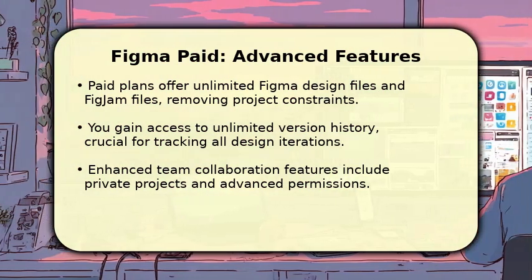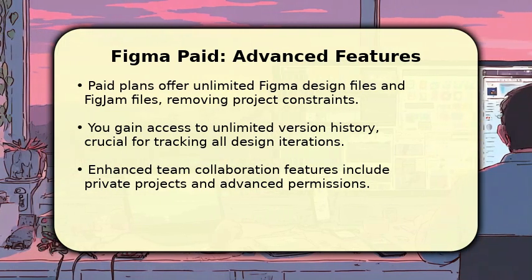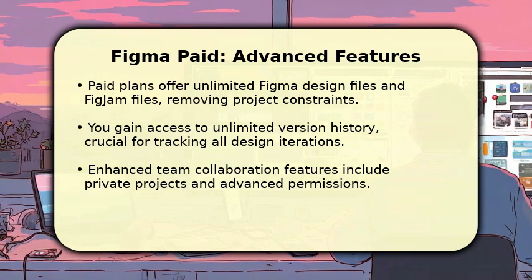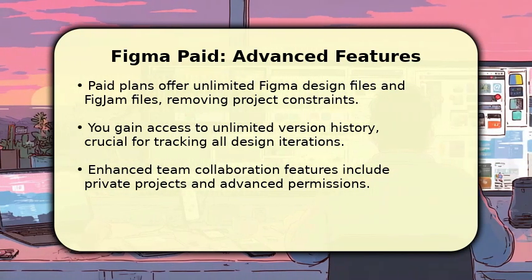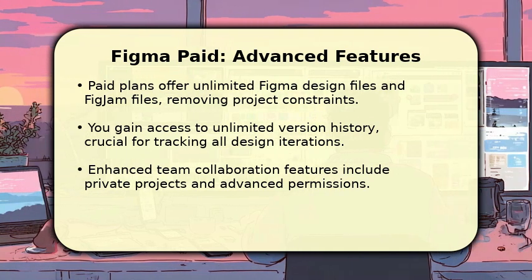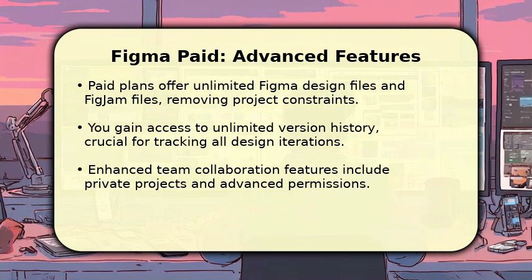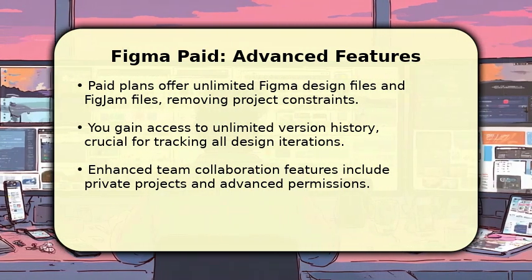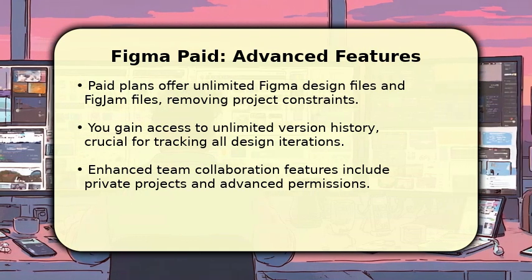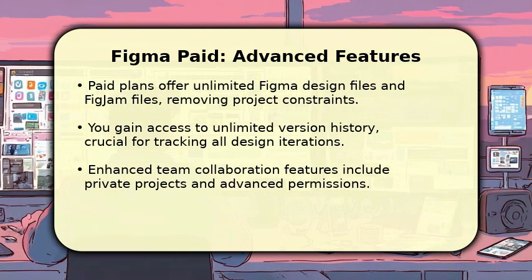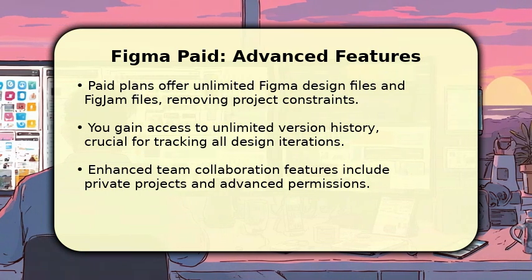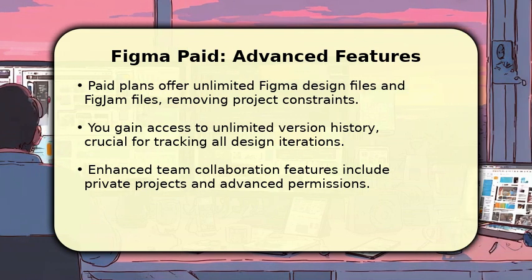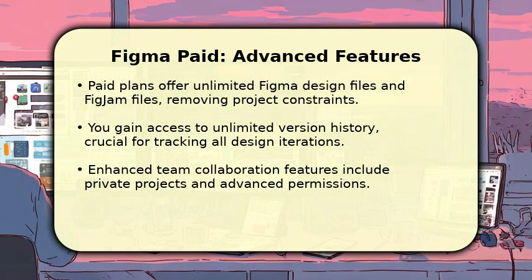Upgrading to a paid Figma plan unlocks significant advantages, especially for growing teams and complex projects. You'll enjoy unlimited design and FigJam files, eliminating any project limits. Crucially, you get unlimited version history, allowing you to track every change made to your designs. Collaboration is also supercharged with private projects and advanced permissions, ensuring secure and organized teamwork. Professional plans typically start around $15 per editor per month, billed annually, offering substantial value for larger operations.